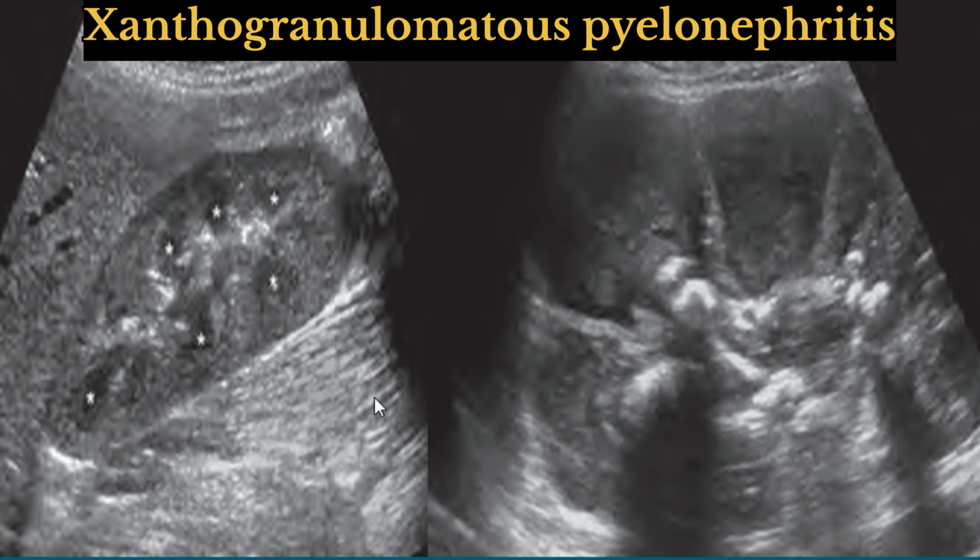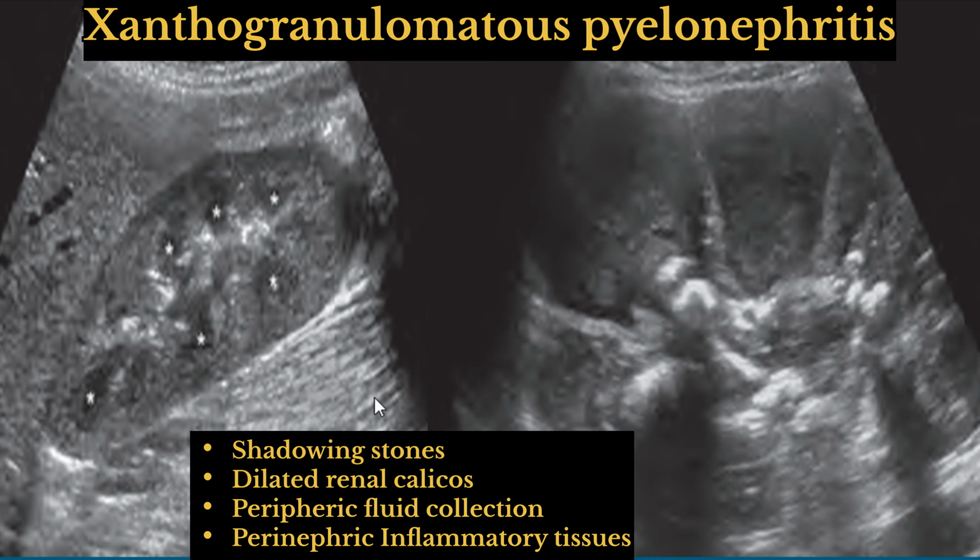Now we are going to discuss an unusual type of renal infection, that is xanthogranulomatous pyelonephritis. This is a chronic inflammatory process usually associated with long-standing urinary obstruction. The classic radiological triad is a stone, renal enlargement, and lack of function. Sonographic findings of xanthogranulomatous pyelonephritis include shadowing stones in the renal pelvis together with dilated renal calyxes, perinephric fluid collection, and perinephric inflammatory tissue.